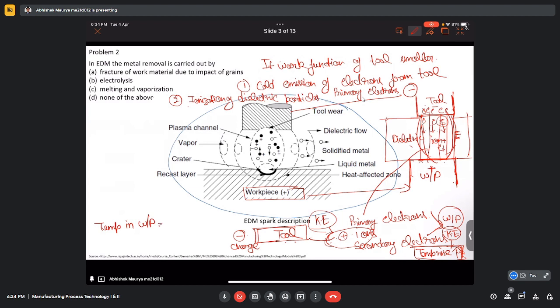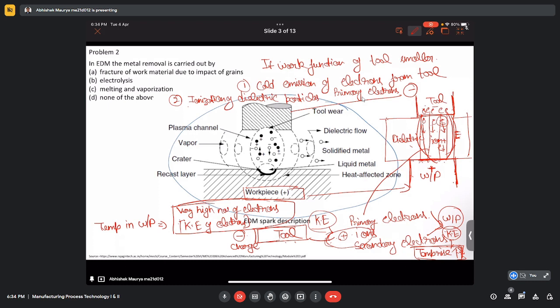it happens because of the kinetic energy of electrons, and the number of electrons is very, very high. Billions and trillions of electrons are there. So a very large number of electrons with very high kinetic energy strike the workpiece, because the workpiece is positively charged, and therefore the temperature rise of the workpiece is very high, and the material removal in the workpiece is higher.